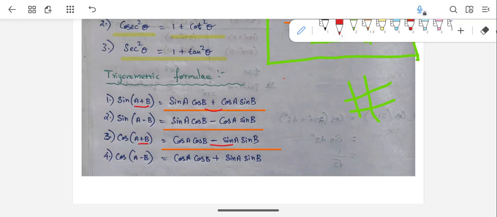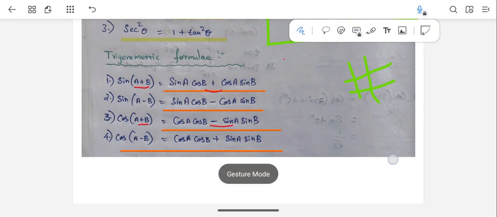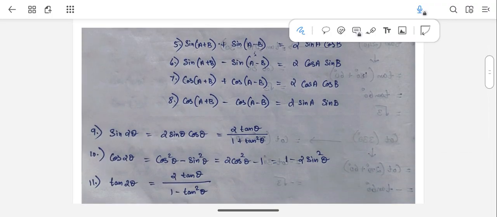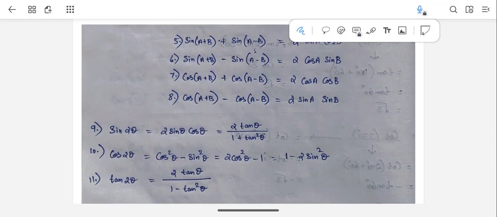And the last one is cos(a - b). You can expand it as cos a cos b + sin a sin b. Like this you can expand these things, guys. And similarly you can use these formulas also. So this is the next set of formulas.